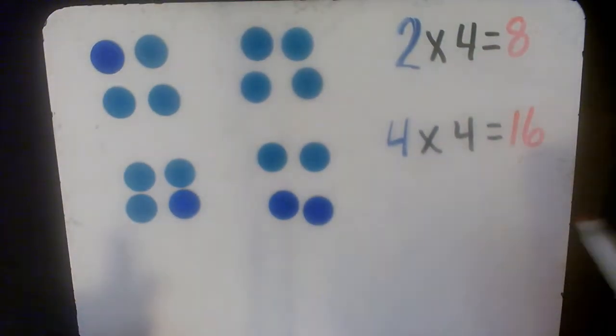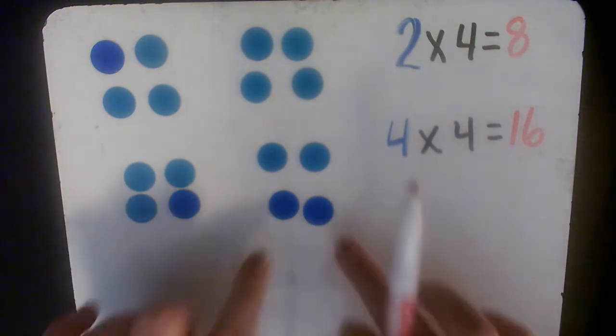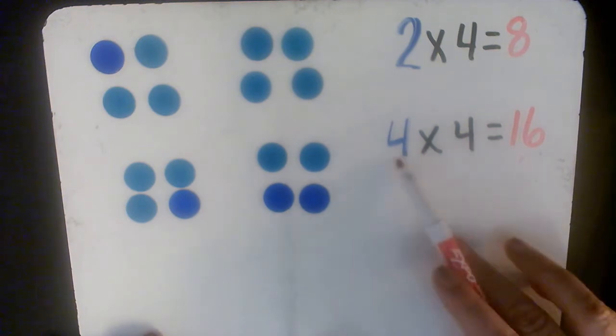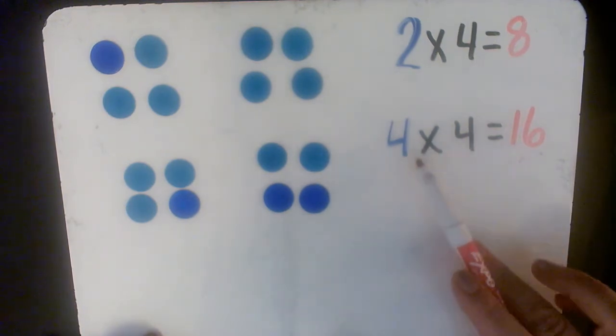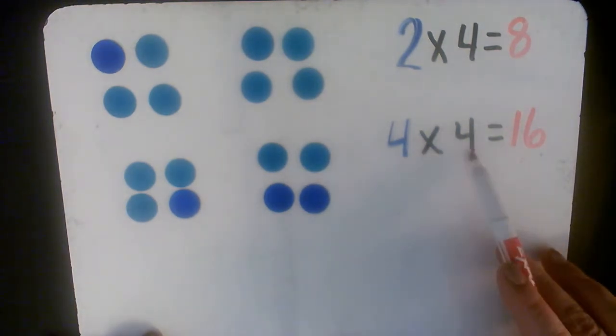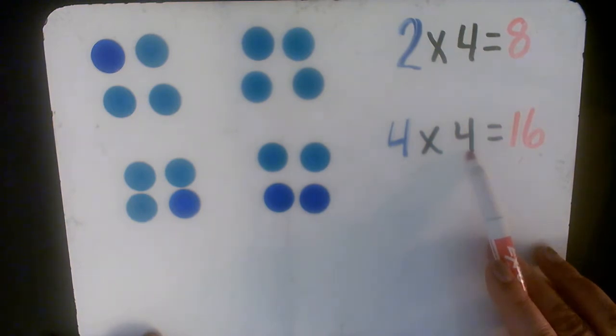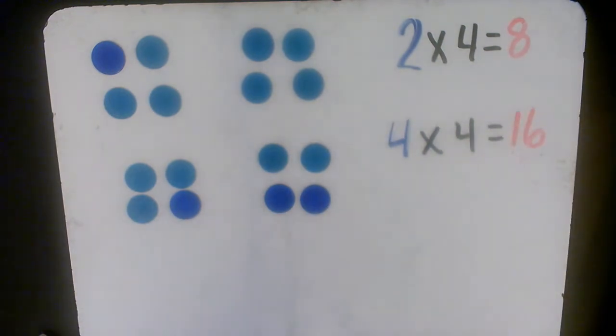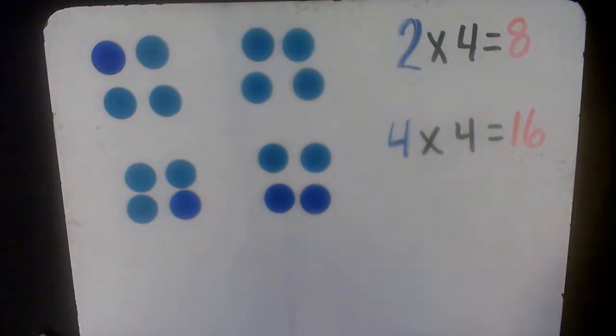So I like to call this the double-double method. And so what we're doing is when I'm faced with one that is 4 groups of something, I can say, well, let's take the other factor, 4, double it. 4 plus 4 is 8, and then double it again, double, double. 8 plus 8 is 16. Okay, let's take a look at another example.